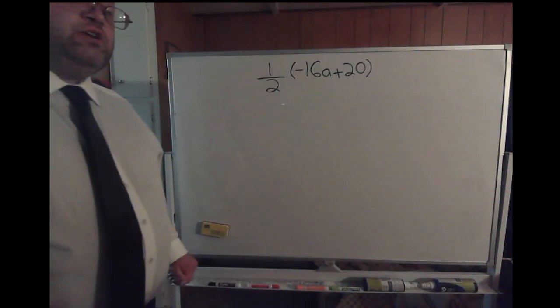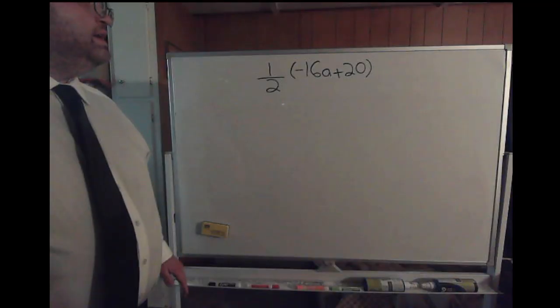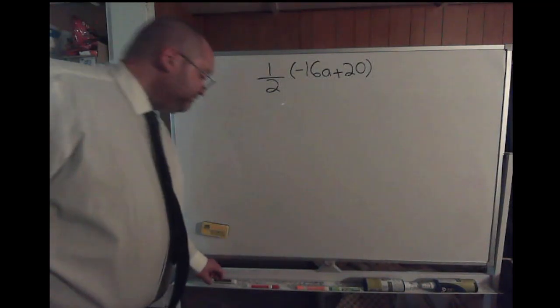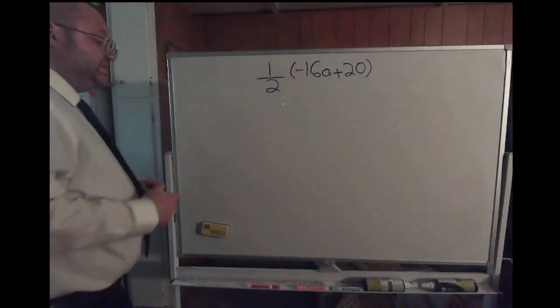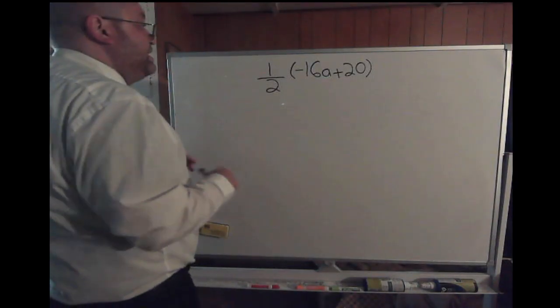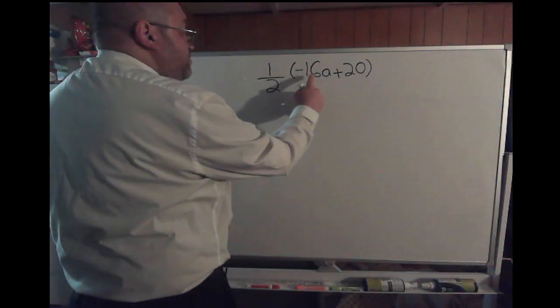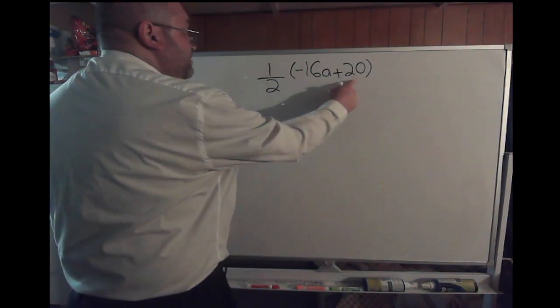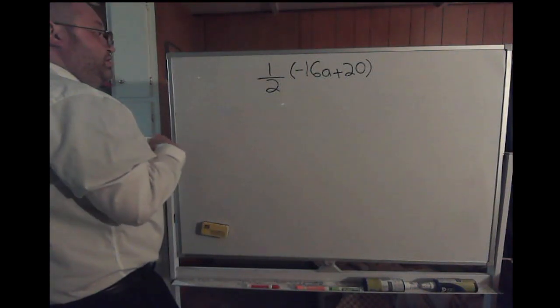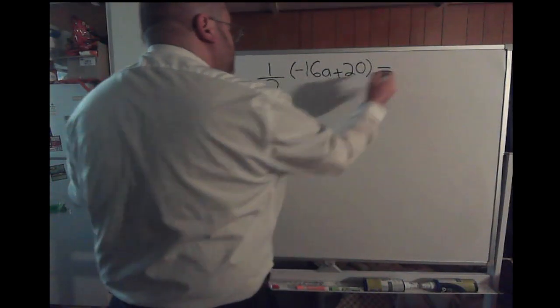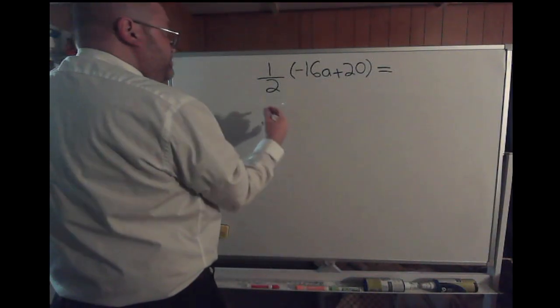So today we are going to talk about simplifying algebraic expressions. We want to get it into its simplest form. We have this expression here, 1/2 times the quantity of negative 16a plus 20. Well, looks like we want to distribute that 1/2. So we're just going to use the distributive property.